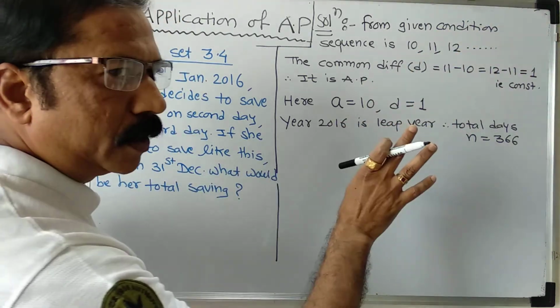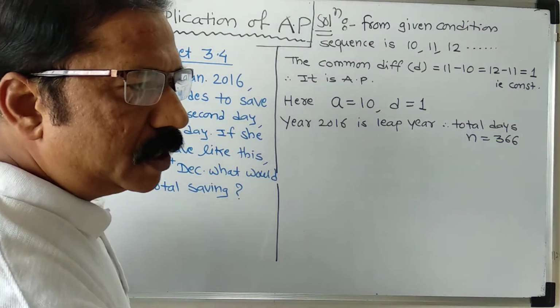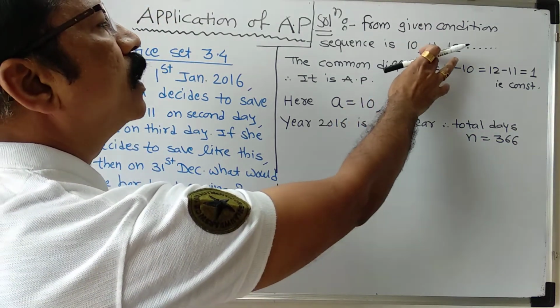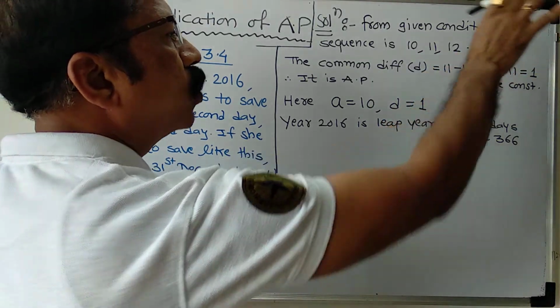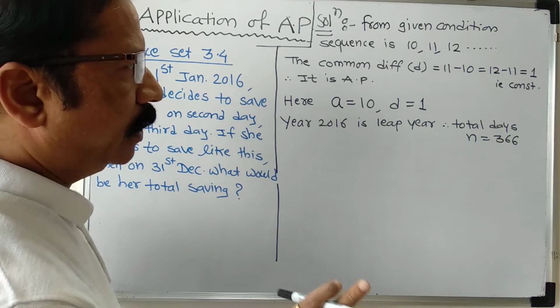प्रत्येक दिवशी 1 रुपया तिने पहिल्या दिवसापेक्षा जास्त सेव्ह केलेला आहे. पहिल्या दिवशी रुपीज 10, दुसऱ्या दिवशी 11, तिसऱ्या दिवशी 12, सो ऑन. या पद्धतीने तिने पैसे साठवायला सुरुवात केलेली आहे.